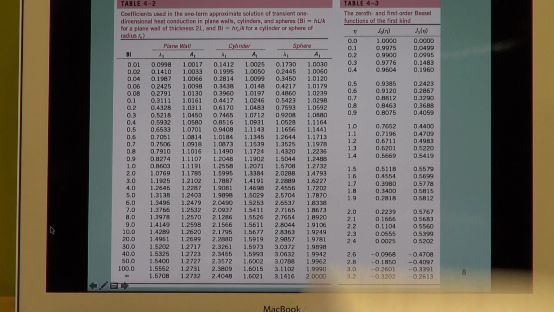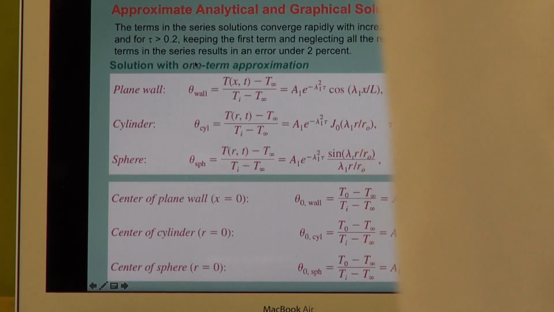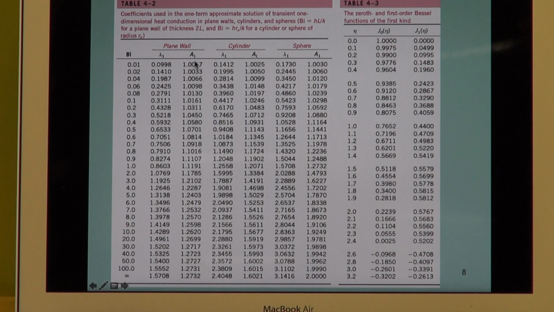Table 4.2 gives the Biot number. Okay? So once you've got a Biot number, then you can get lambda 1 and A1. Do you see that? But be careful, don't use only the first two. The first two is valid for the plane wall. There it is. Okay. The second two is valid for the cylinder, and the last two is valid for the sphere. Okay, you see that? And then next to it are the Bessel functions, the solutions for that also.